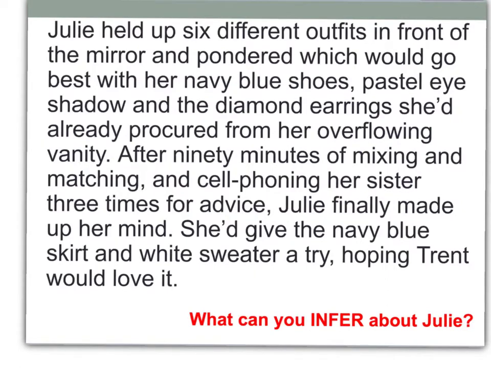So here's an example of indirect characterization. Julie held up 6 different outfits in front of the mirror and pondered which would go best with her navy blue shoes, pastel eyeshadow, and the diamond earrings she'd already procured from her overflowing vanity. After 90 minutes of mixing and matching and cell-phoning her sister 3 times for advice, Julie finally made up her mind she'd give the navy blue skirt and white sweater a try, hoping Trent would love it. What can you infer about the type of character Julie is?